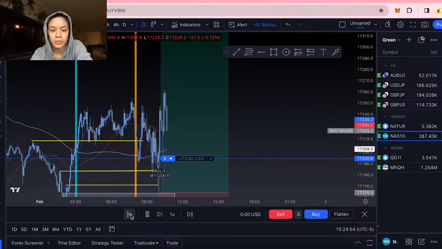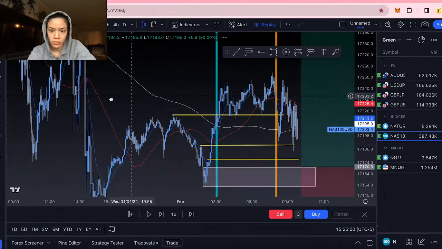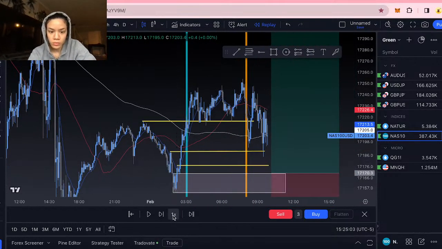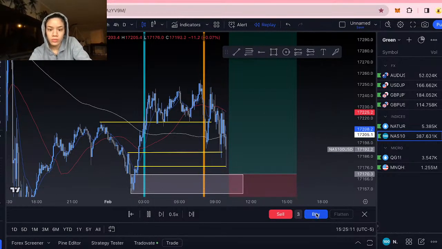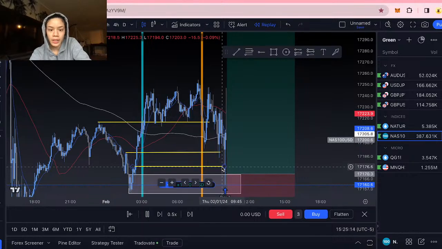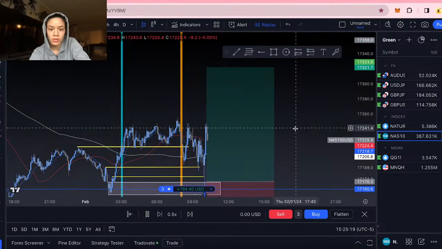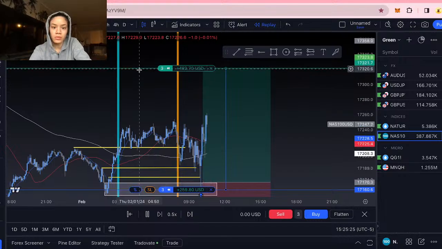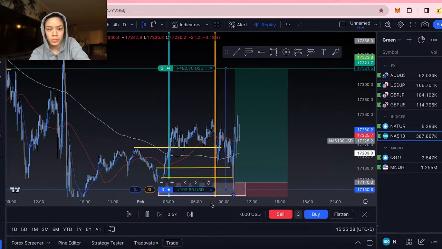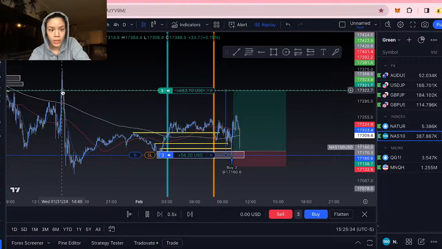Let me go back. That would have been the buy. Take profit would have been here. And that would have been 482. And it's only there because it needs to meet this other higher high where that demand zone started.